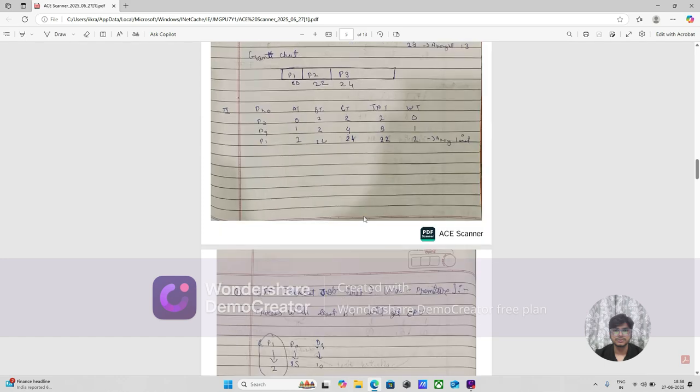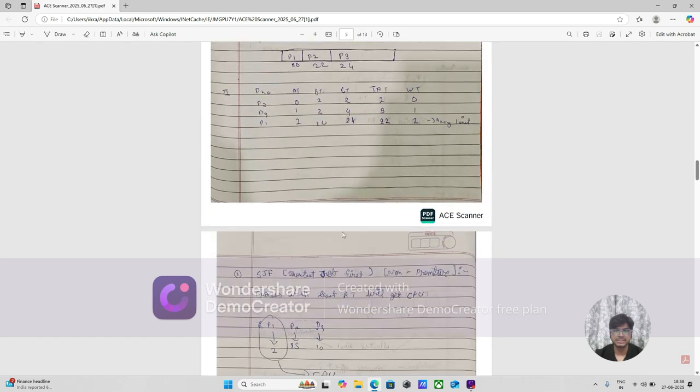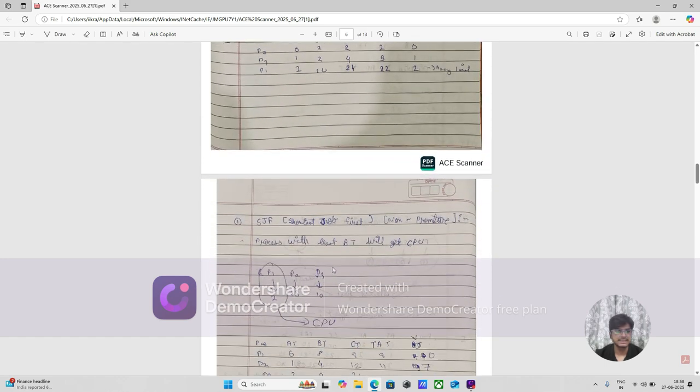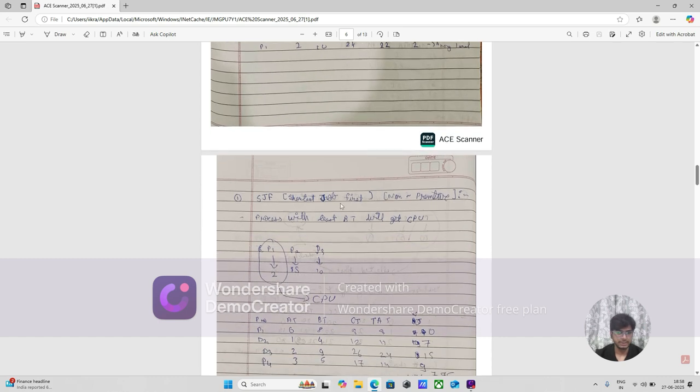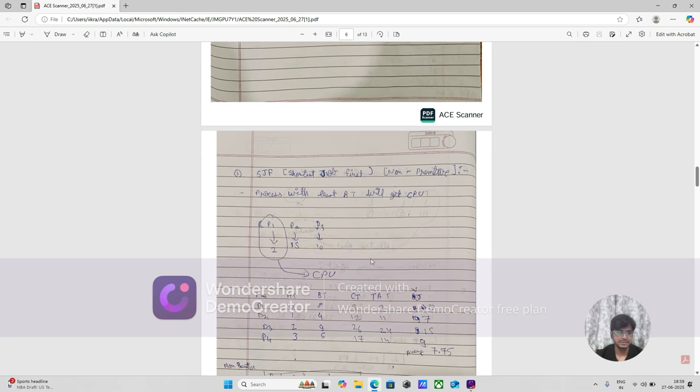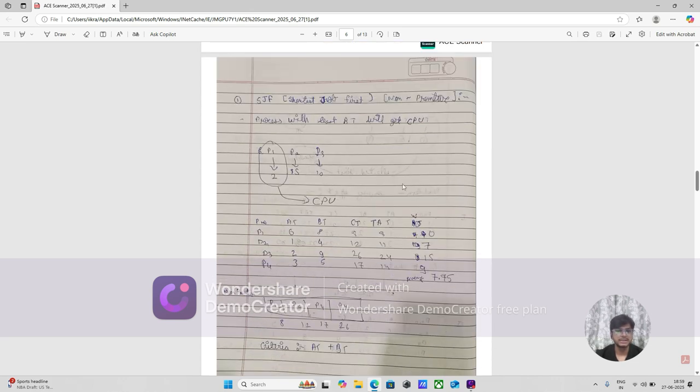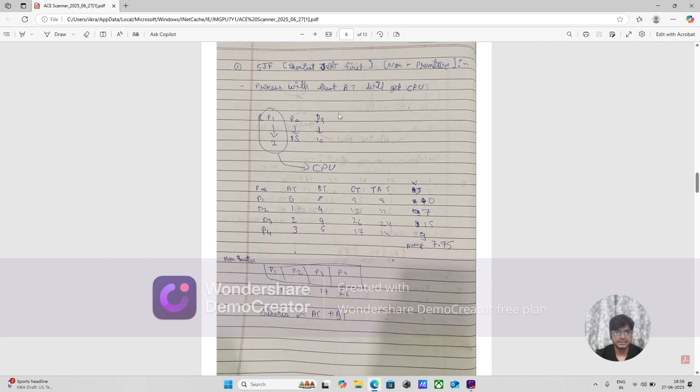Now we are going to learn the second, shortest job first, like SJF. So this is a non-preemptive process where the process with the least burst time will get the CPU. Whoever has the least burst time, they will get the CPU. Basically it's saying like that. So you can see this example carefully. P1 has 2, P2 has 5, P3 has 10. So P1 has the lowest burst time, so the CPU is allocated to P1. Basically it's saying like that, and you can calculate through this.